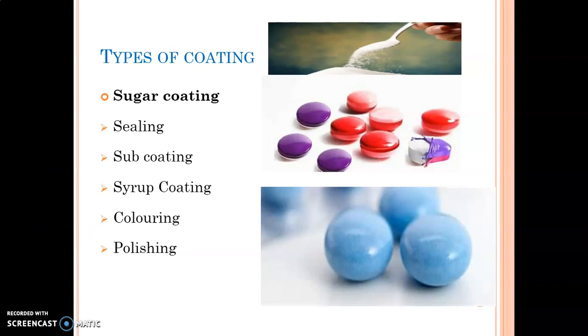The third one is syrup coating. The imperfections in the tablet surface are covered up and the predetermined size is achieved by the syrup coating. Coloring is done to give a nice color to the tablet. And lastly, polishing, which may be done with powdered wax. It gives a pleasant appearance to the coated tablets.